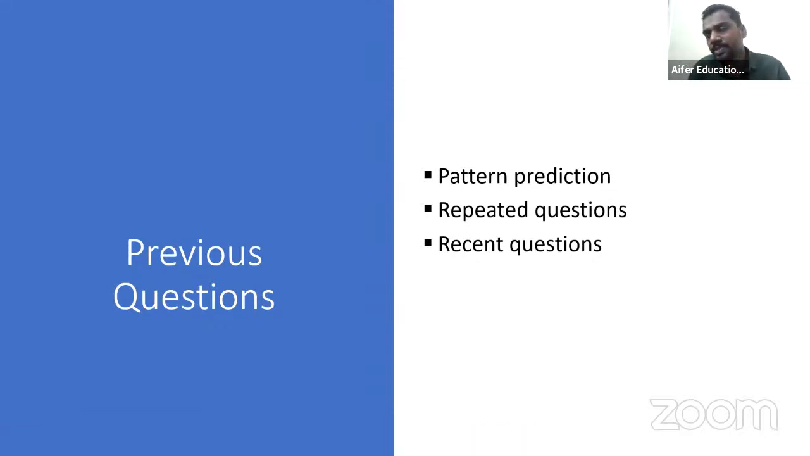The importance of previous year questions is that they definitely help you predict the pattern, because we have a syllabus. In paper 1, we have around 120 plus topics. In paper 2, we have 200 plus, 300 plus topics. It varies from subject to subject.